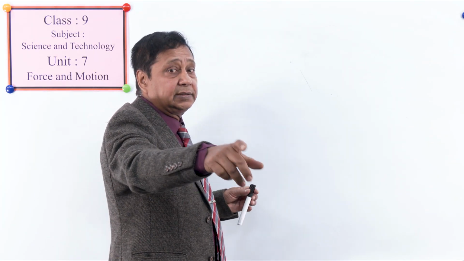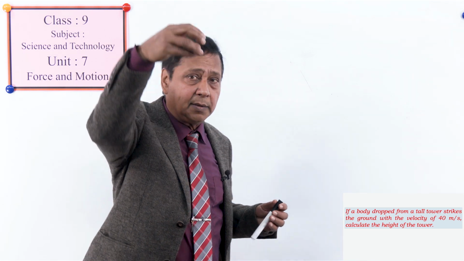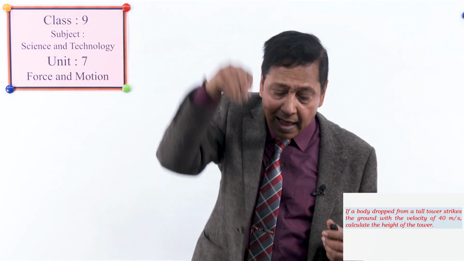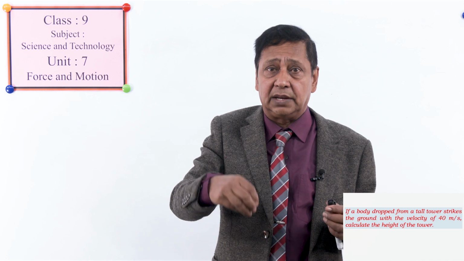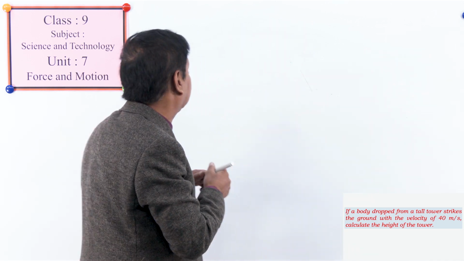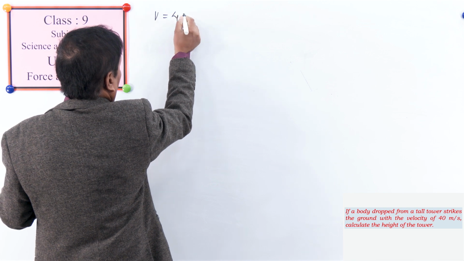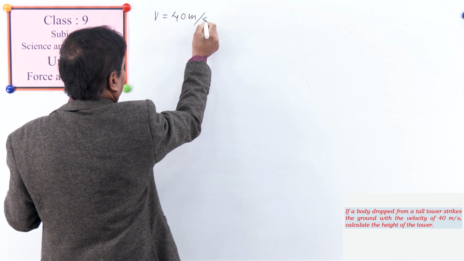First, I am writing the given information. When a body is dropped from the tower, at last it strikes the ground. It means the final velocity is 40 meters per second. Final velocity v is equal to 40 meters per second.